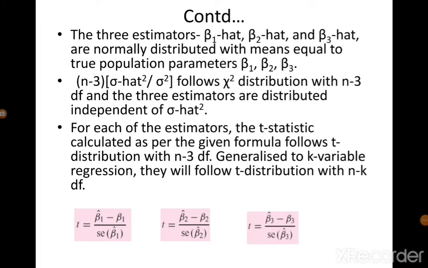Similarly, the t-statistic, which can be calculated as per the formula given below, will follow a t-distribution with n minus 3 degrees of freedom. Again, when you generalize this to k-variable regression, we will say that the t-statistic calculated in this manner will follow a t-distribution with n minus k degrees of freedom. Remember, n is the total number of observations in the sample and k is the total number of OLS estimators estimated via the regression function.